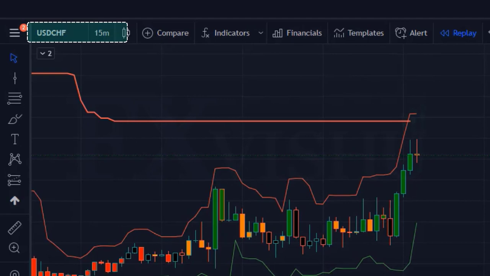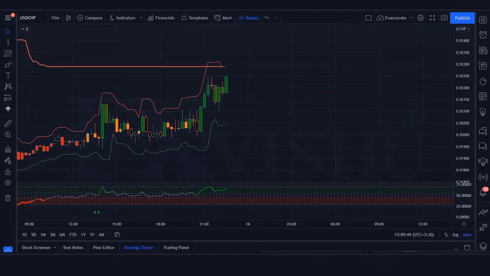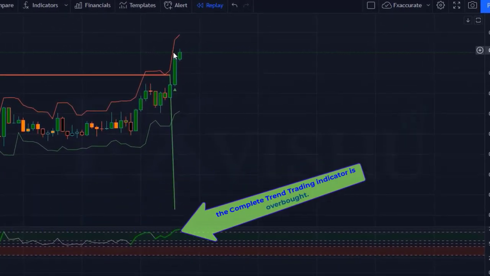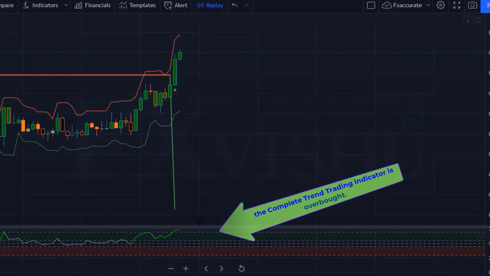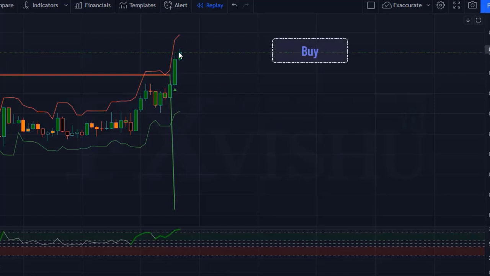First of all, we open the 1 hour chart of USD CHF. Here the complete trend trading indicator is overbought. The trend buy sell indicator gives us a buy signal. So all our conditions are being fulfilled, so we are placing an order to buy.